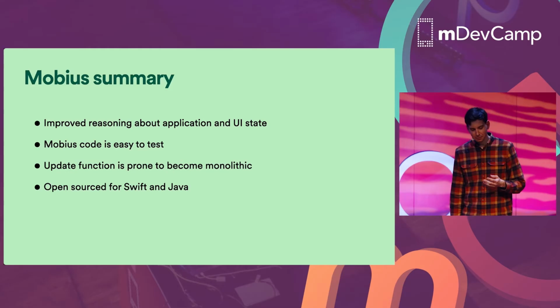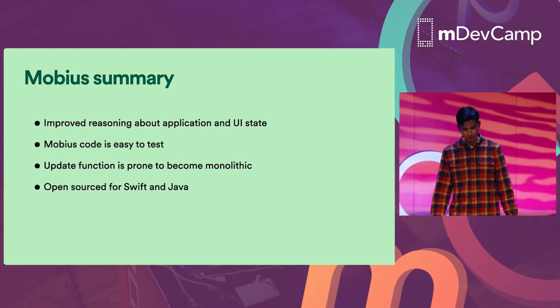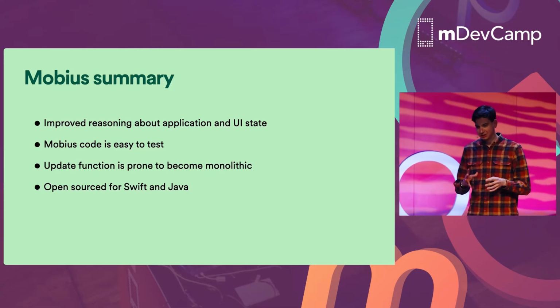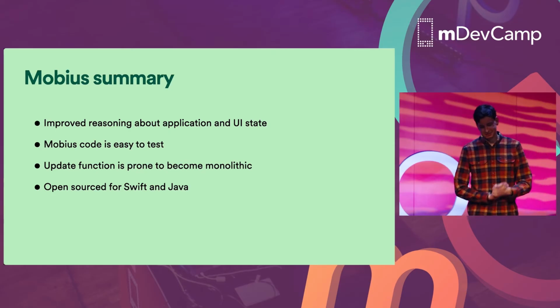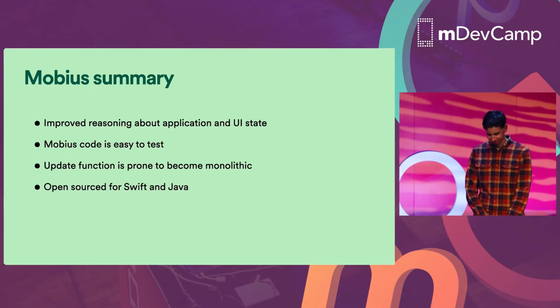And lastly, we are actually happy to have open-sourced Mobius, both the Swift and Java implementations, so you can find it on GitHub, complete with extensive documentation as well.